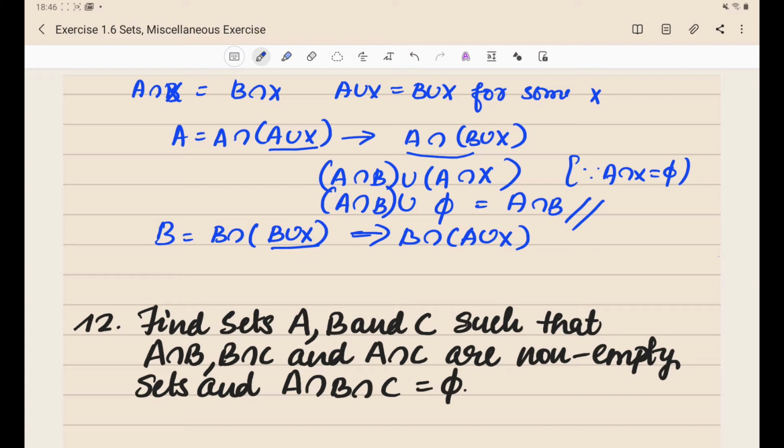Yeah, you just have to prove that at the end A is equal to B. I'm just using this method. If you find it easy to follow, you can use this method and find the answer. So let's get back to the problem.